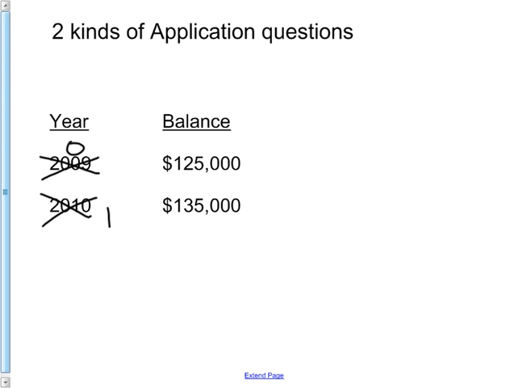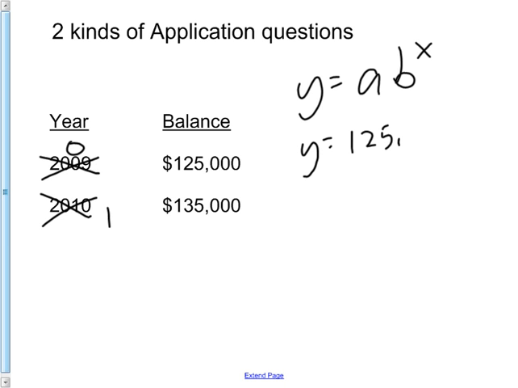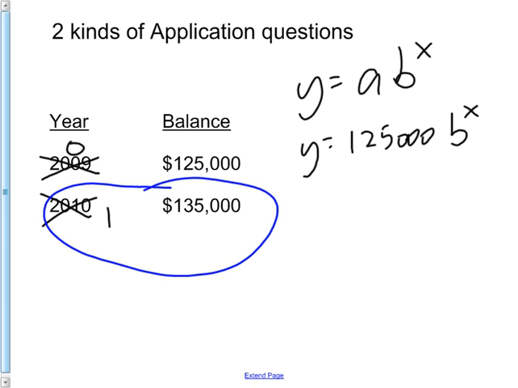Okay. Y equals a b to the x. Y equals 125,000 b to the x. Now I stick in the numbers. If this is x and y, then x is 1 and y is 135,000. So I'm putting 135,000 here, and x is 1. 1 goes there.